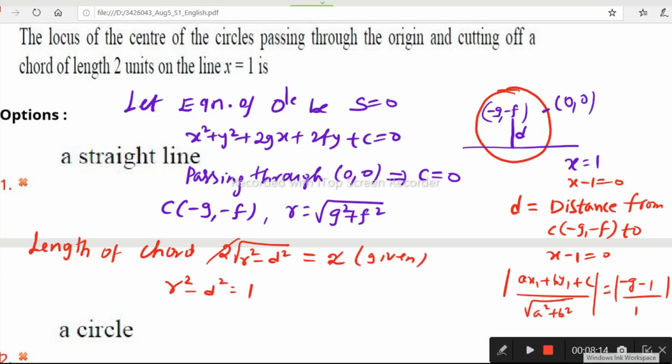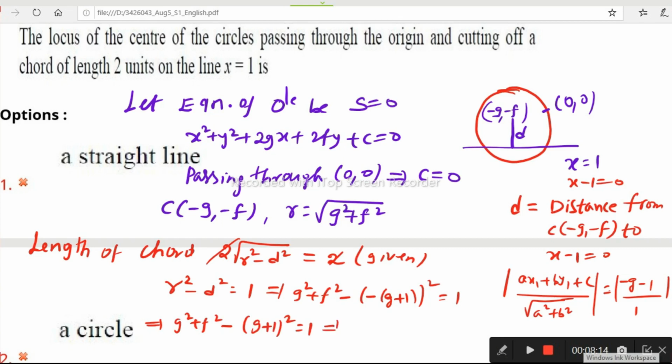You know r is what? R is g square plus f square under root. R square means g square plus f square. R square is g square plus f square only, minus d square. Minus d square means minus of minus g, taking the minus common, g plus 1 whole square, is equal to 1. Now we can expand this again. G square plus f square, first two terms, and minus of the minus square, minus becomes plus, means this is g plus 1 whole square, is equal to 1.